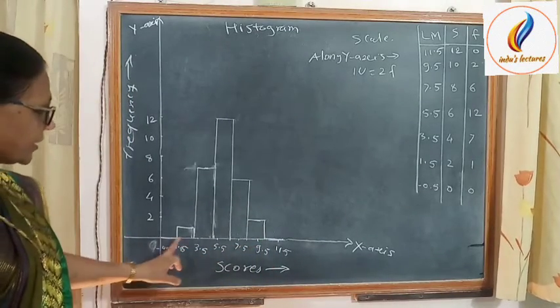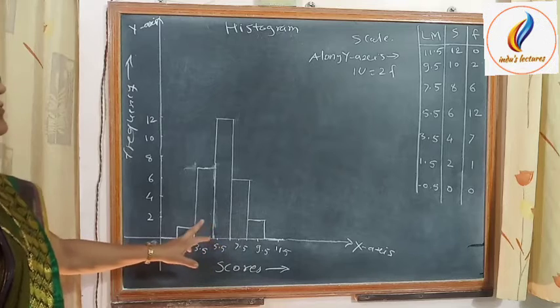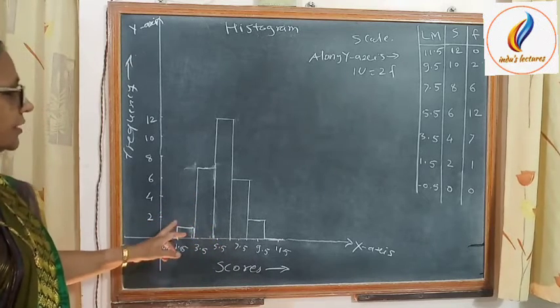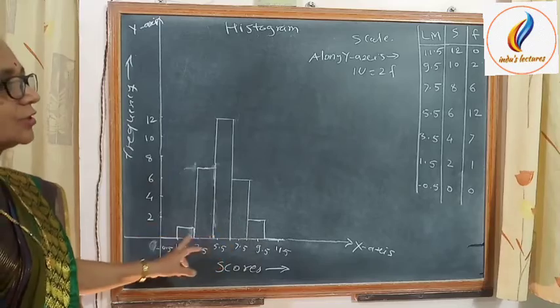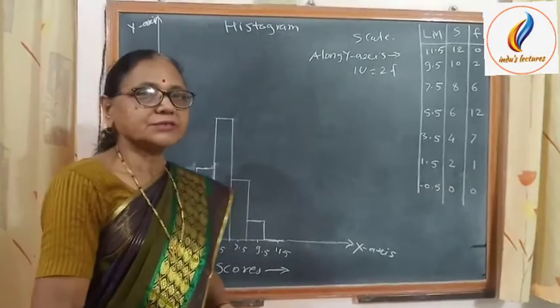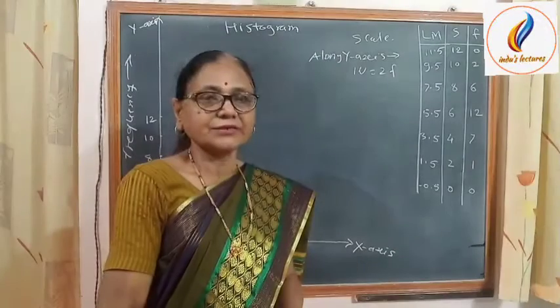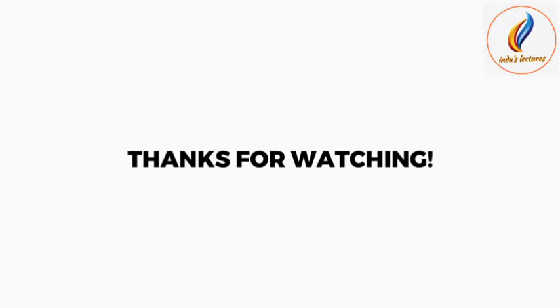In this way we can draw the histogram when the score frequency distribution is given. Similarly, we can draw the frequency polygon. In this part we have discussed the histogram for the frequency distribution.